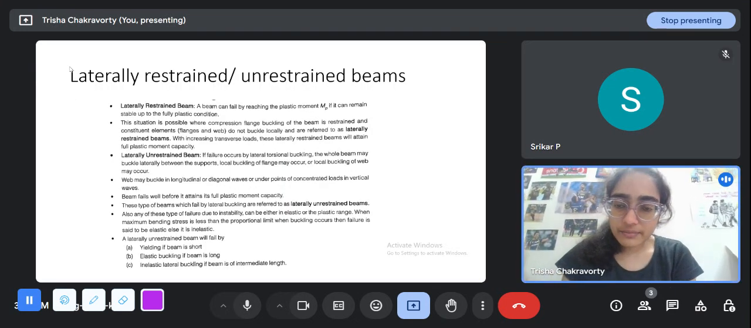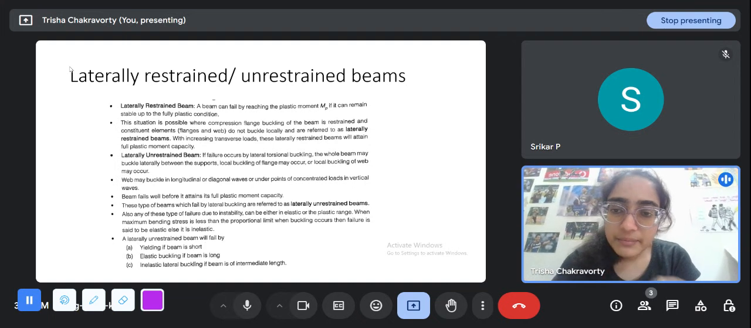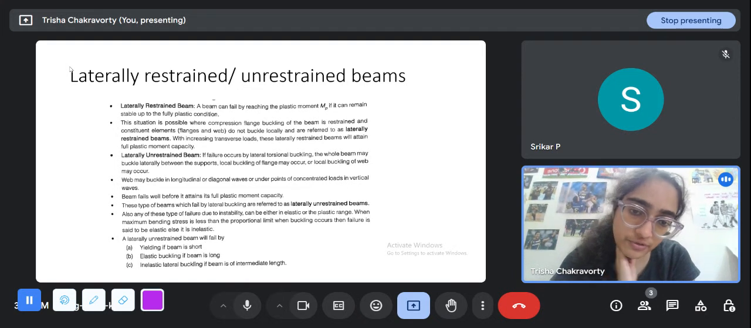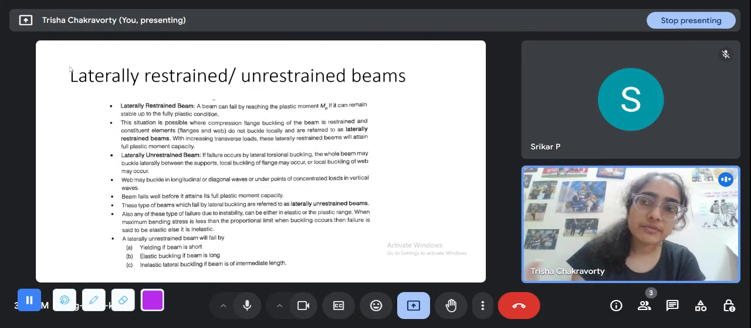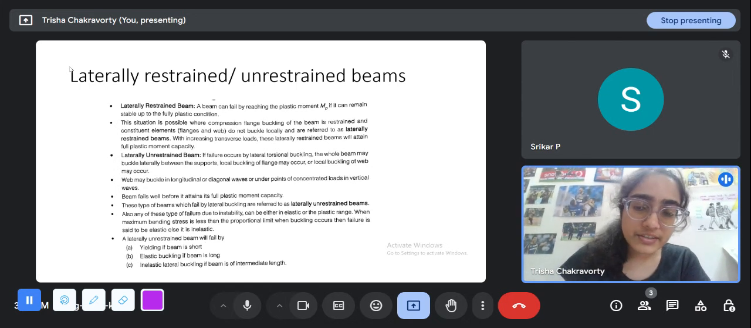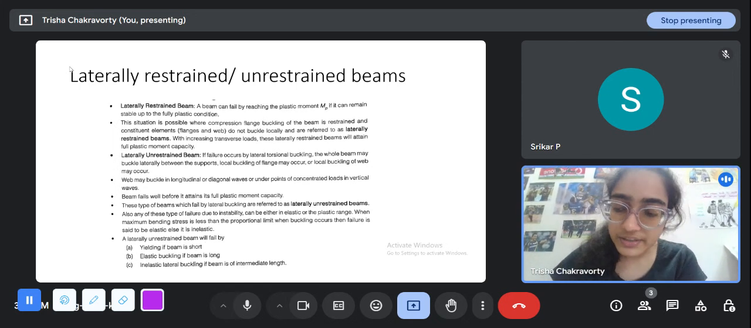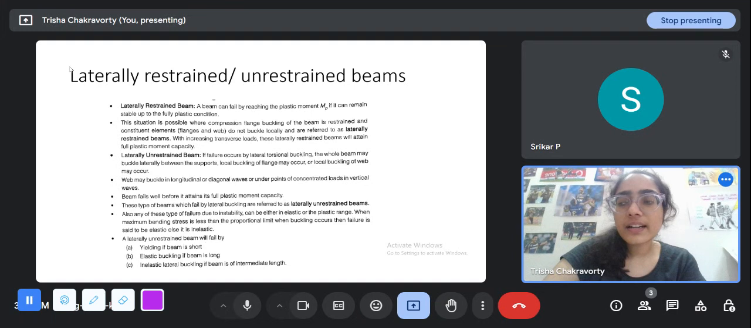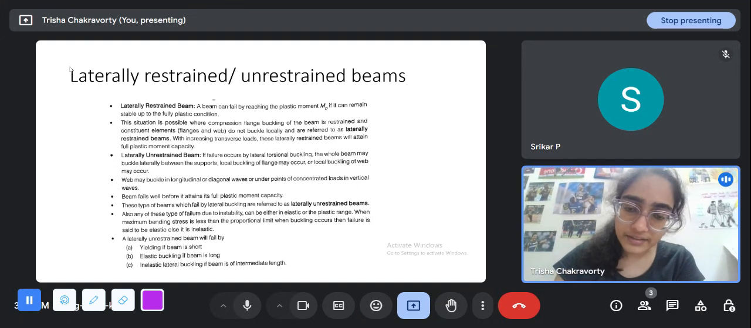Laterally restrained or unrestrained beams. A beam can fail by reaching its plastic moment MP if it can remain stable up to the fully plastic condition. The stability is where the buckling comes in. If we were only concerned about the flexural limit state, or if only one flexural limit state happened to occur in a section, then we would only be concerned about when the section becomes plasticized. But there are other limit states that can be reached before the section becomes plasticized.